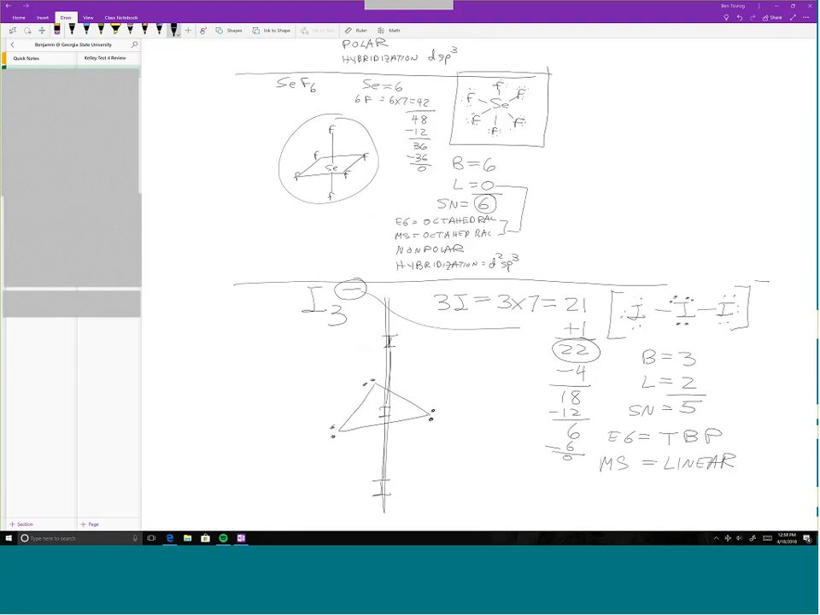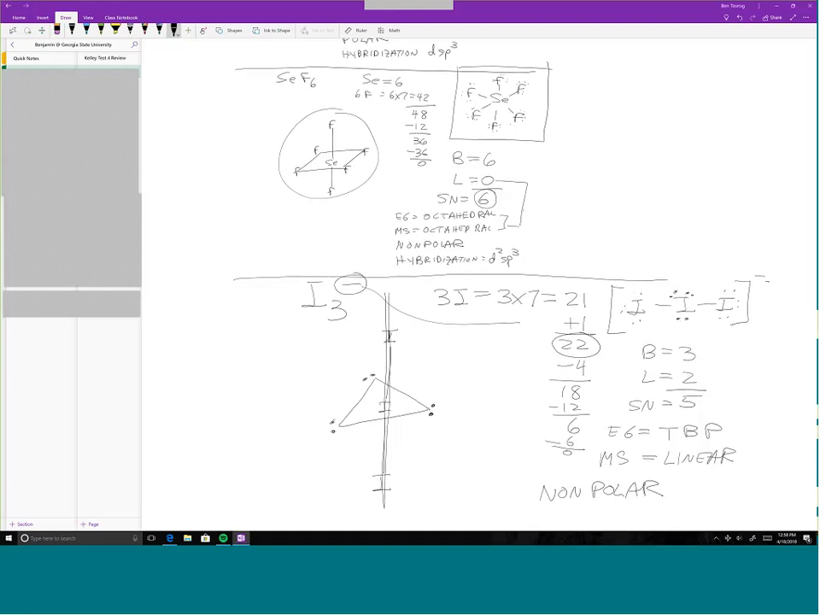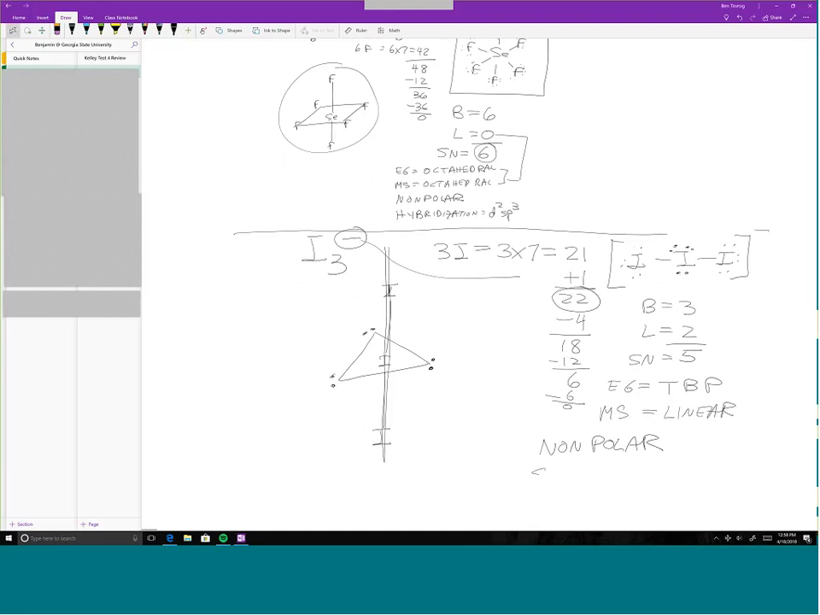Now you can see, because of the straight line of the three iodines and the fact that the lone pairs are in every position in the plane, this molecule is symmetrical. It's nonpolar. And what we saw before for the steric number of 5, the hybridization is dsp3.